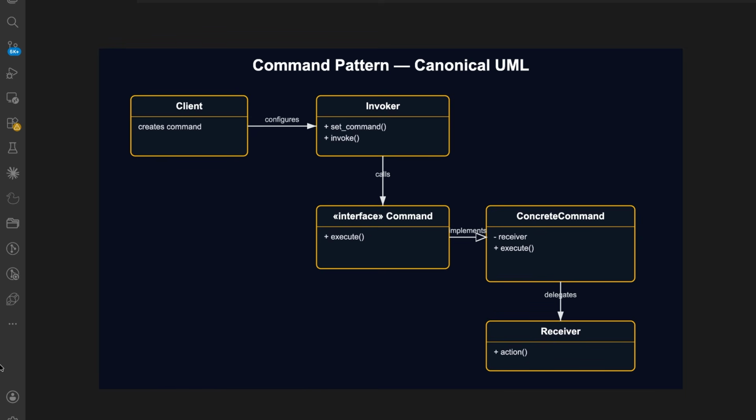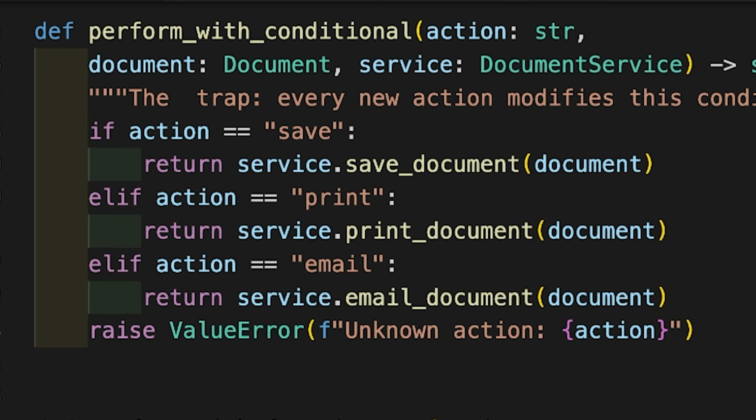Most developers think that the command pattern is just wrapping a function in an object. But something much deeper is happening here. Because once actions become objects, behavior itself becomes part of the architecture. Let's look at some code.